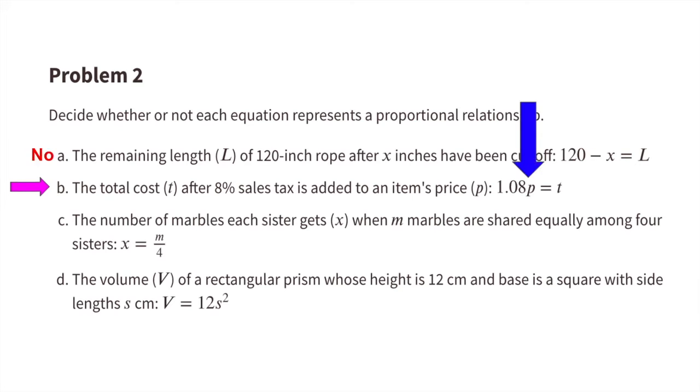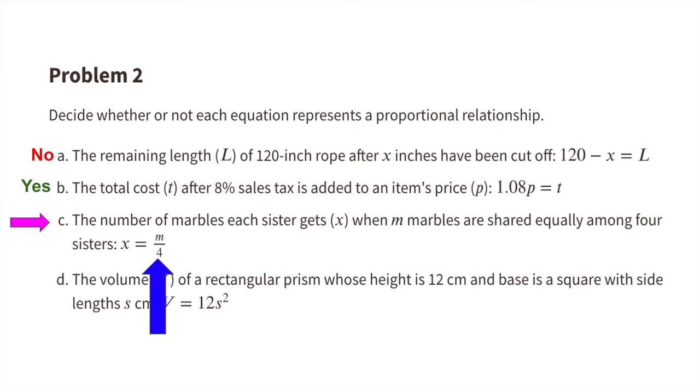B. The total cost, t, after 8% sales tax is added to an item's price. 1 8/100 times the price equals t. Since we're multiplying 1 8/100 times p, that tells me that it will be a proportional relationship.